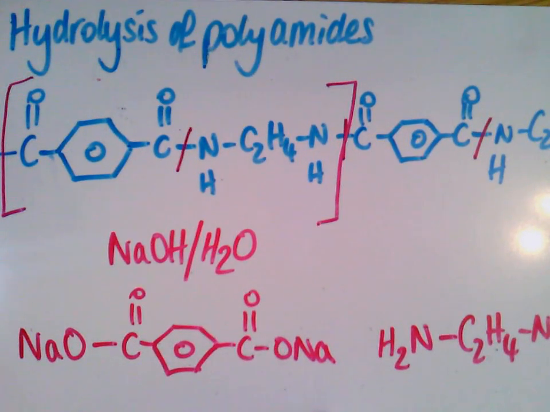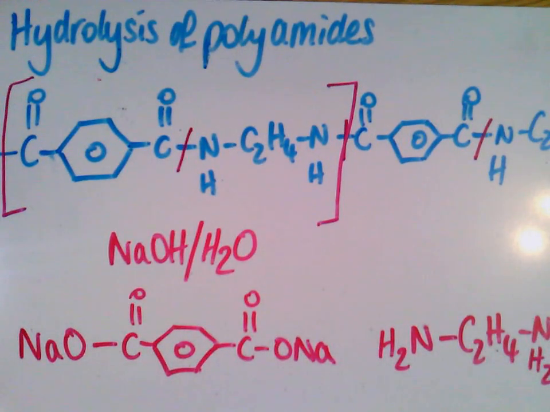Oh, you can't quite see the end of that. Can I move it so you can? Let's pop it here instead. There you go. So we get the diamine produced as well. So hydrolysis of polyamide using hot aqueous sodium hydroxide, we're going to make a carboxylate salt and a diamine. Let's have a look next at what happens if I use acid hydrolysis.